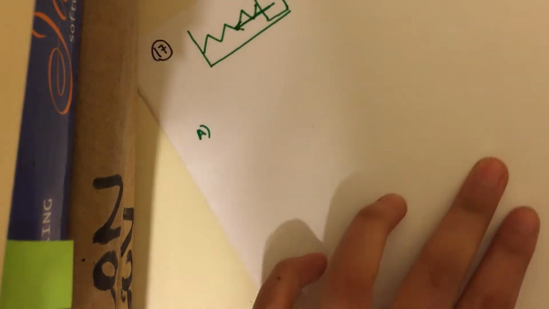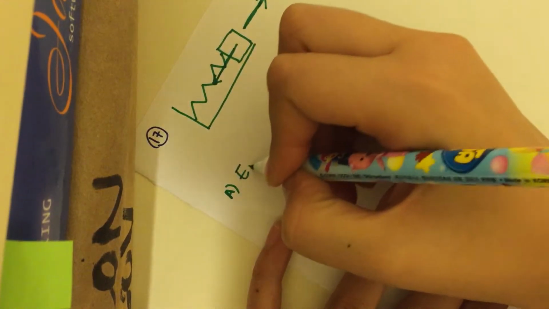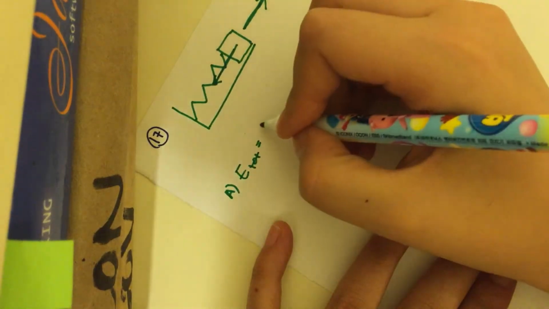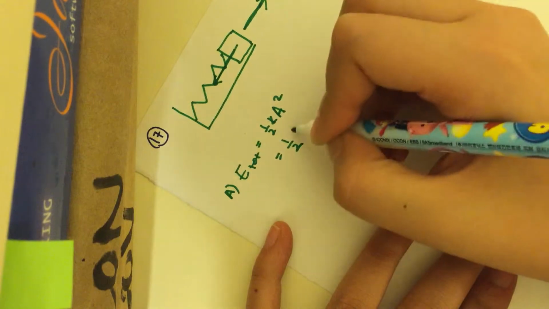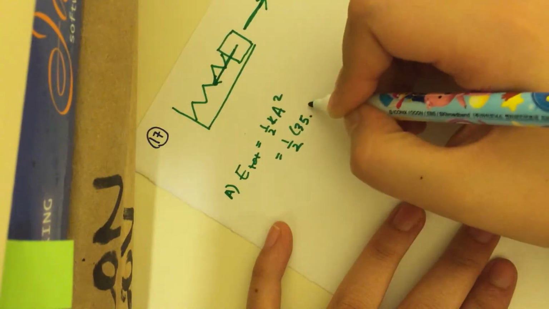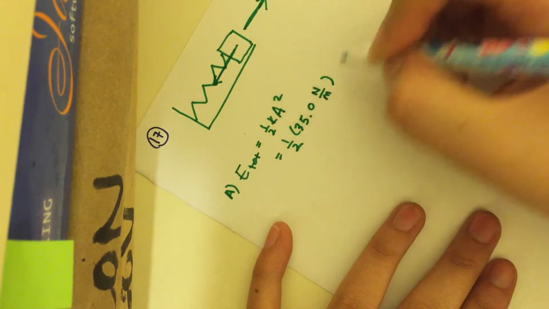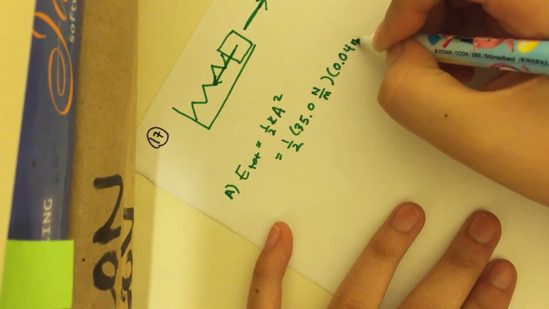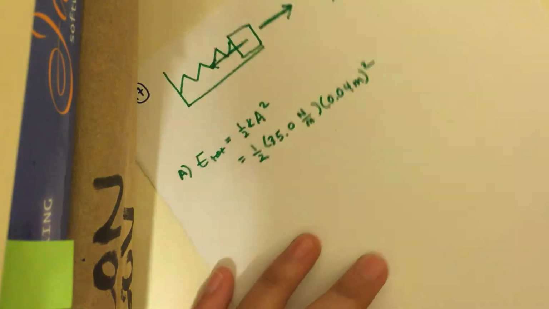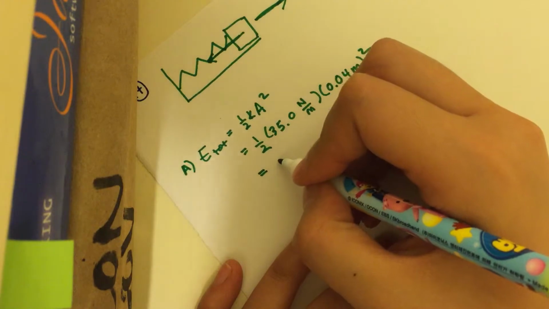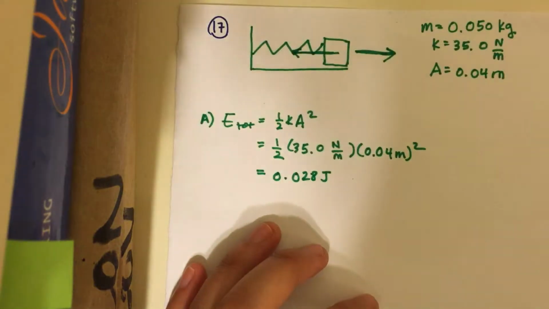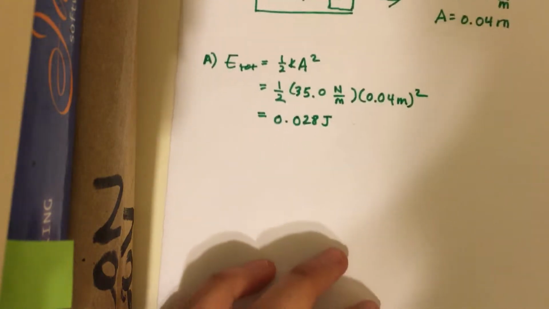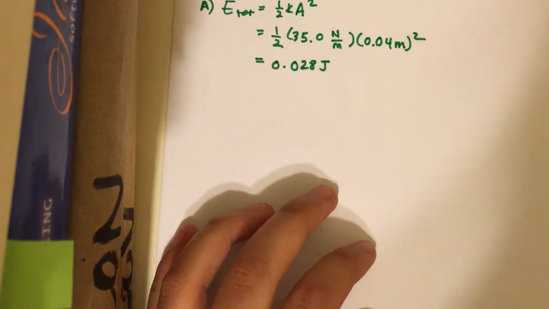So you can use the equation that they give you in the book, which is the total energy is equal to half ka squared. Since you're given all of these variables already, this is fairly simple. After you fill it in like that, you should get the answer of 0.028 joules. And that's part A. So then part B asks you to find the speed of the object when the position is at 1 centimeter.